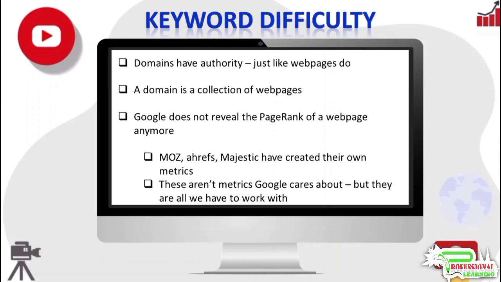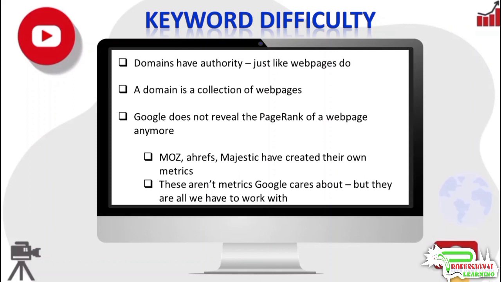Since Google do not reveal the page rank of a web page anymore, companies like Moz, Ahrefs, and Majestic have created algorithms that compute these metrics for web pages and websites. You would want to know that these are not metrics Google cares about. These are metrics that are created by other companies and they may or may not be close to Google's own metrics for web pages and websites. These companies have essentially simulated Google's PageRank algorithm and come up with these estimates.